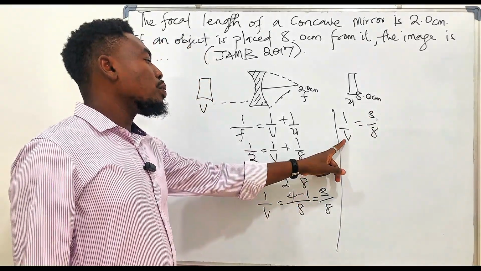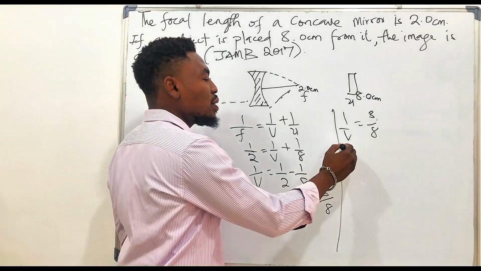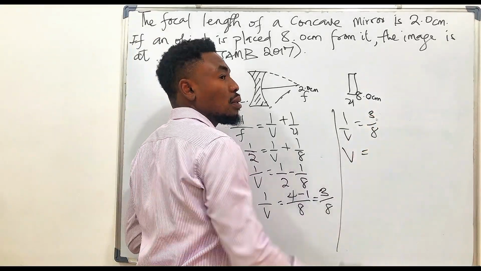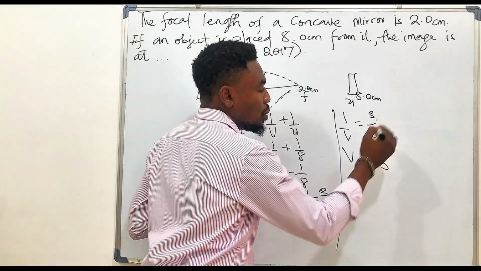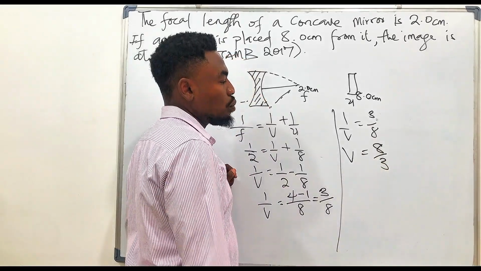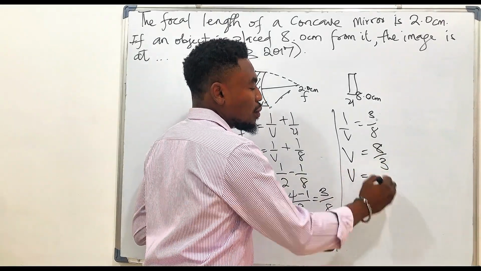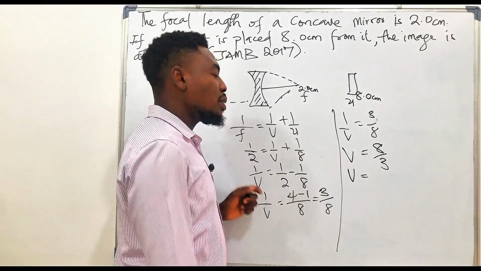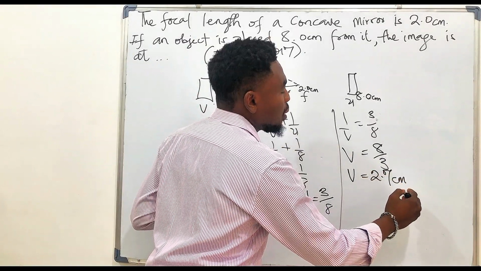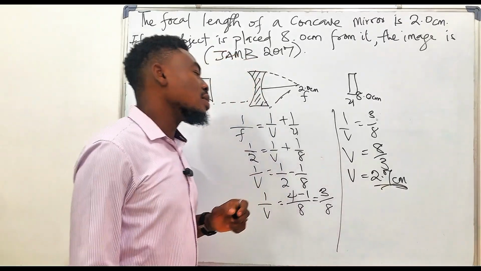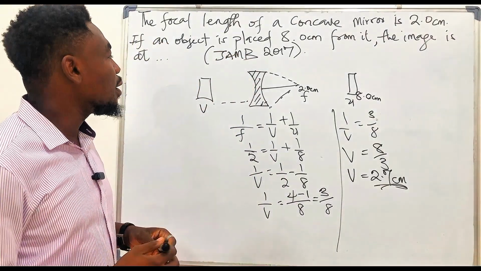So 1 over v is equal to 3 over 8. This is clearly the reciprocal of v. If we want to get v now, we take the reciprocal of the other side, which is what? 8 over 3, right? So if you press your calculator, 8 divided by 3 is what? 2.7 centimeters. So this is our answer. You check the options, you find that answer there.